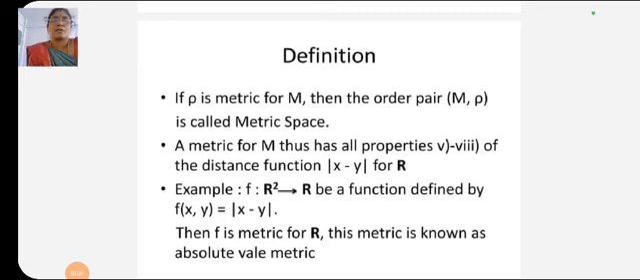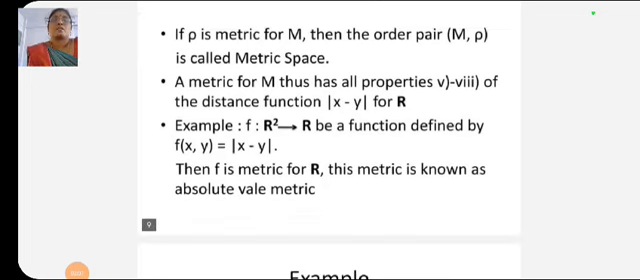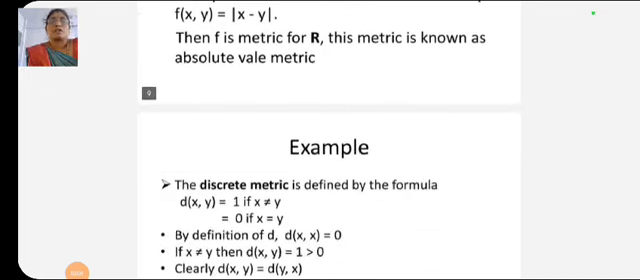For example, let f from R squared to R be a function defined by f of x comma y equal to norm of x minus y. So f is a metric for R. The metric is known as the absolute value metric. And next we have to see the discrete metric, defined by the formula d of x comma y equal to 1 if x not equal to y, and 0 if x equal to y.